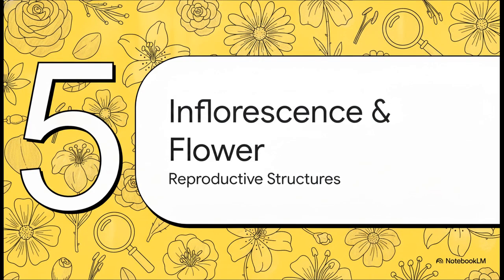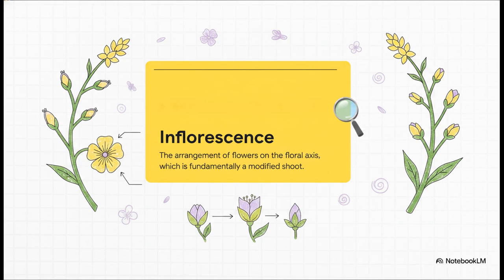And finally, we reach the top of the plant. Section 5, inflorescence and the flower. Before we dissect a single flower, we've got to understand how groups of flowers are arranged. This is called the inflorescence, the arrangement of flowers on the main floral axis. The big takeaway here is that a flower doesn't just magically pop out of nowhere. Structurally speaking, a flower is really just a highly modified, condensed stem. The apical bud basically stops making normal leaves and switches over to making floral appendages instead.